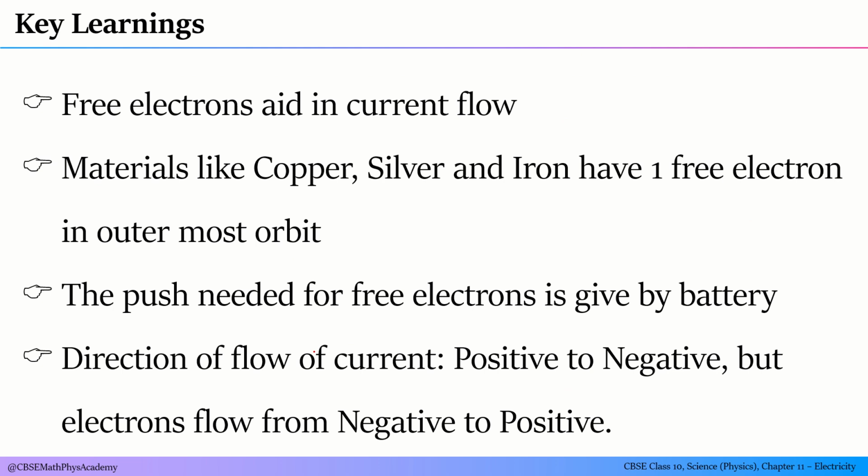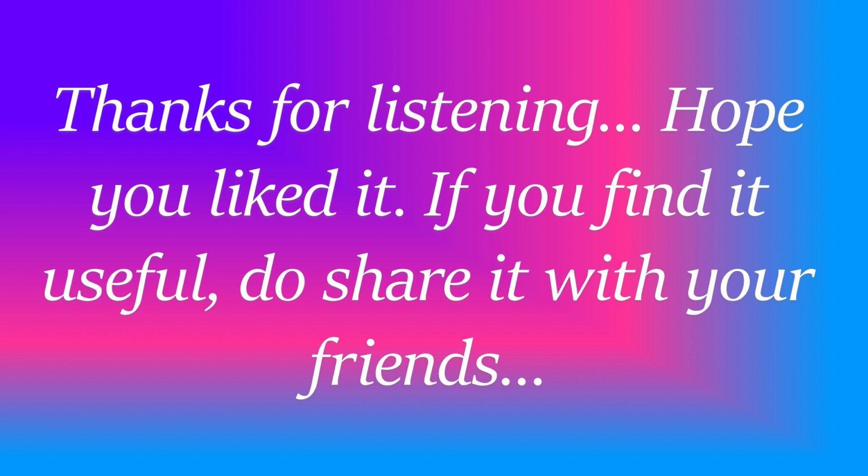Now, what are the key learnings we had in this video? Free electrons, how they aid the current flow, and materials, some materials, not every material, such as copper, silver and iron, have one free electron in the outermost orbit. These free electrons need a push which is given by a battery, and the direction of flow of current is positive to negative, but electrons flow from negative to positive. From the next video we will discuss more on the subject perspective of what is shown in the chapter. Till then, bye. Thank you.